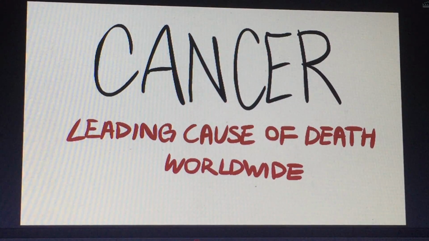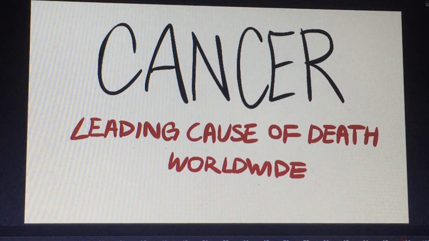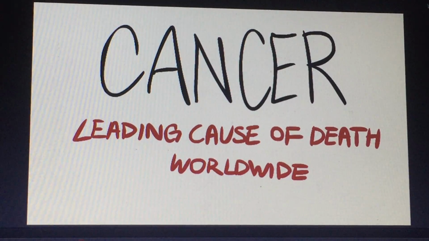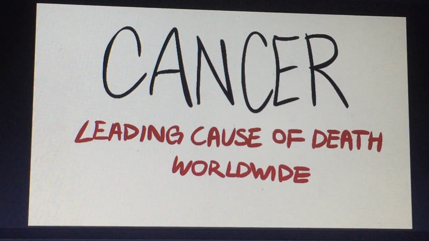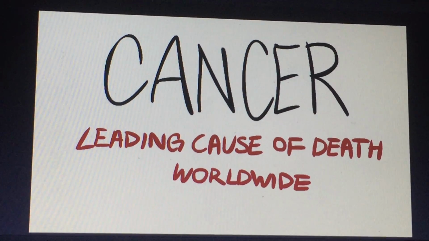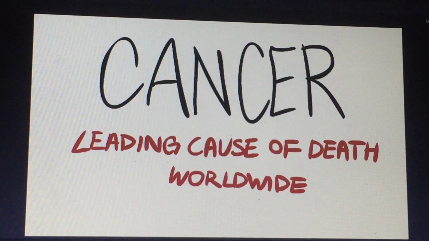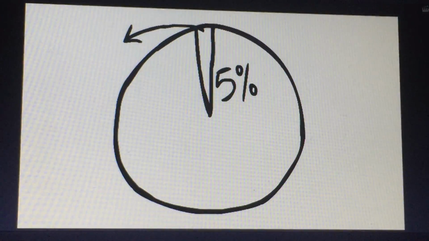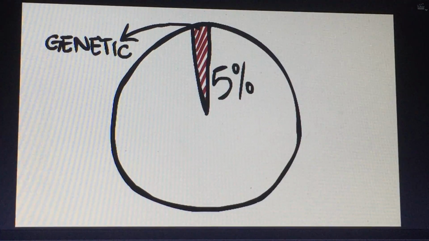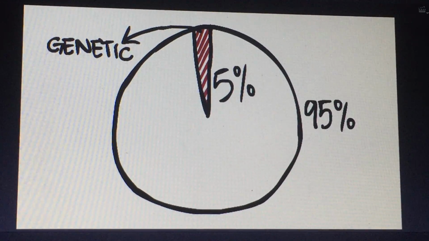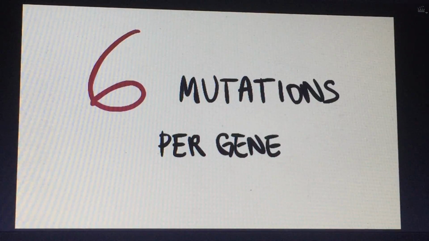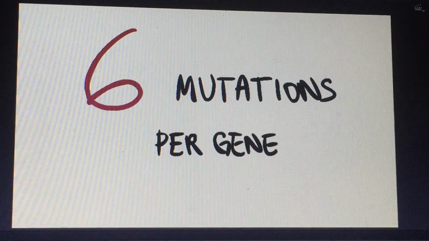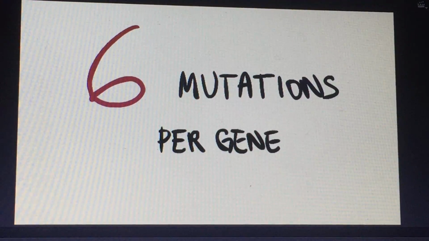Cancer has been the leading cause of death worldwide, accounting for 8.2 million deaths around the world in 2012. Everyone surely knows that cancer is deadly, but not all of the reasons are made known yet, and the genetic reasons will be explained here. In fact, 5% of all genetic mutations are hereditary, while the other 95% originates from life habits and environmental causes. Also, it takes 6 mutations per gene for the gene to be randomly mutated.